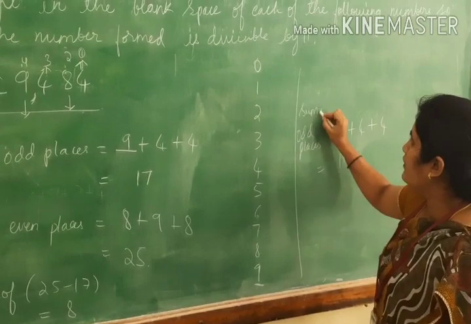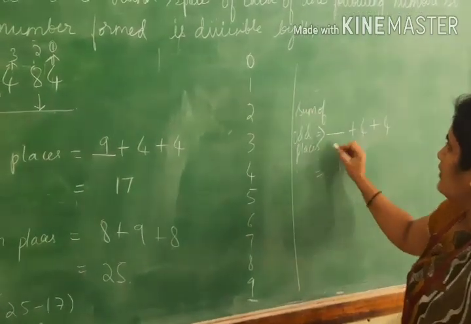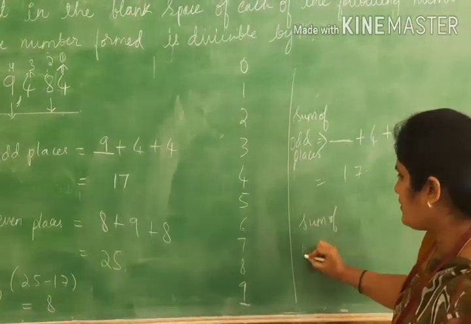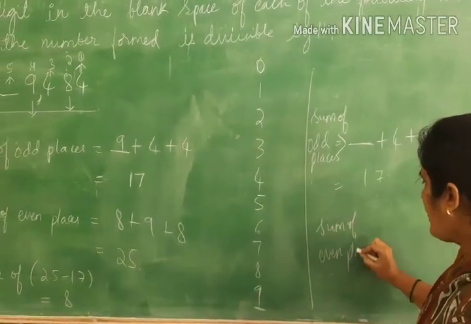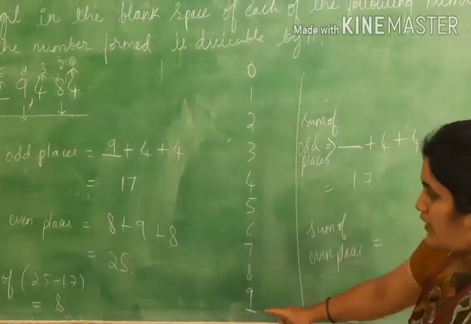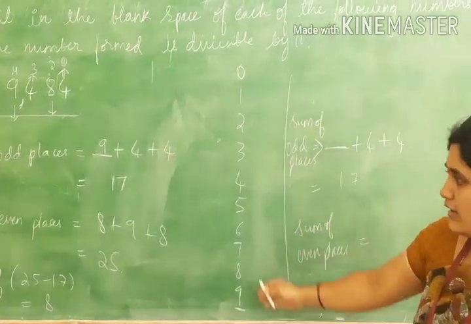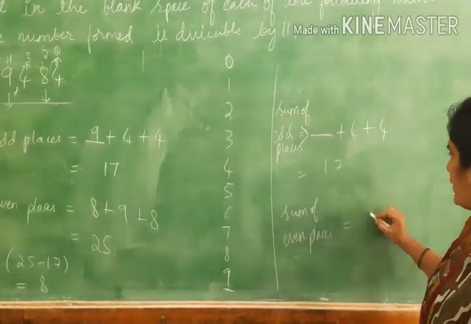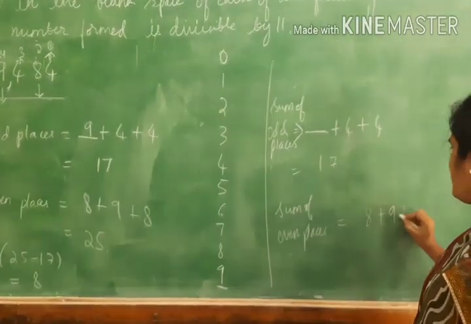Sum of odd places, this you should consider. Then this is the sum of even places. Now again check with another number which is in this list. Any of the digits you can choose, but here I will show you a method to choose the number easily.